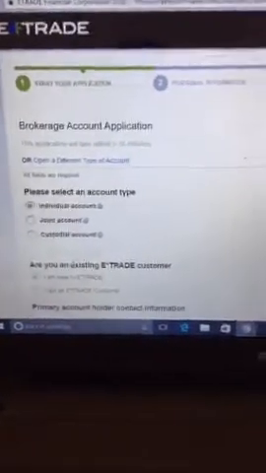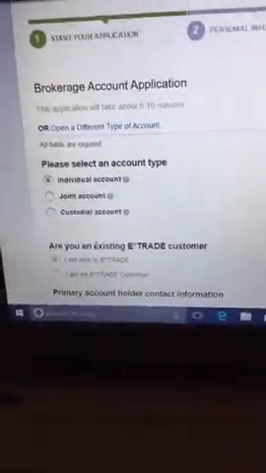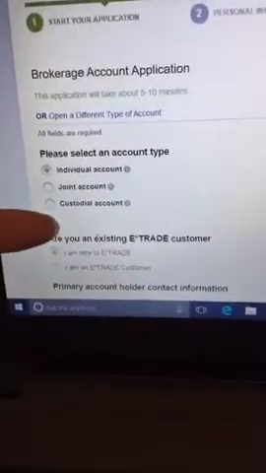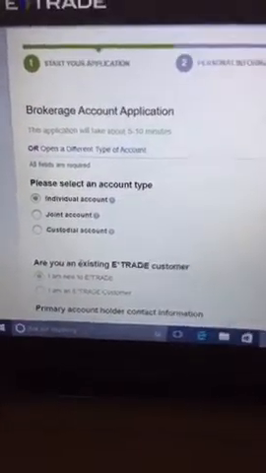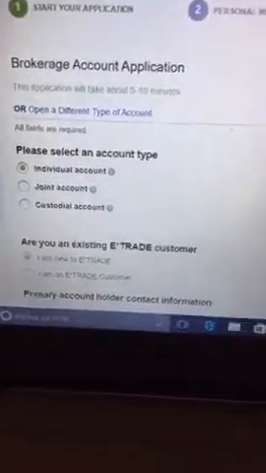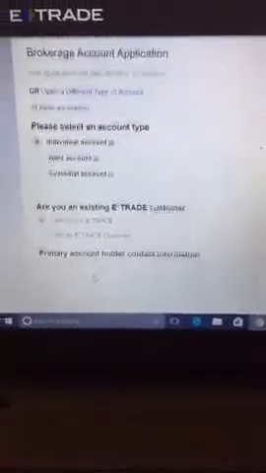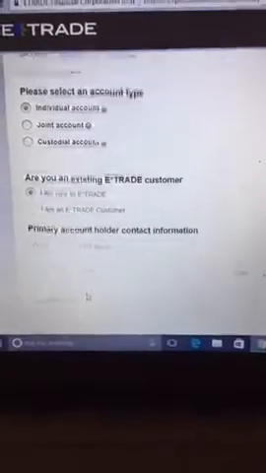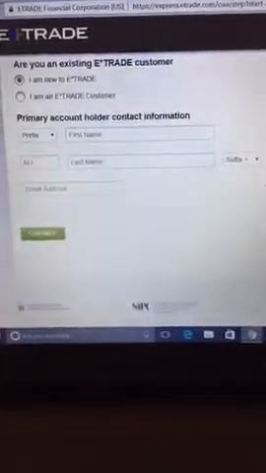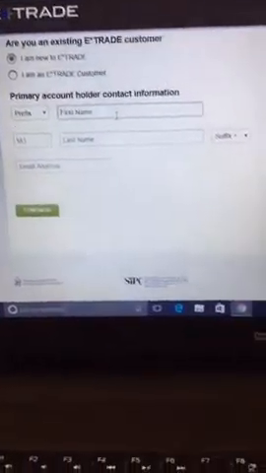So you can open an individual account, or a joint account if you're married or want to open it with someone else. A custodial account is for a child, for a minor. So if you want to open one for your child, you could open a custodial. For today, I'm going to just look at individual. I am new to E-Trade. Yes. Name. Let me put all my information in.